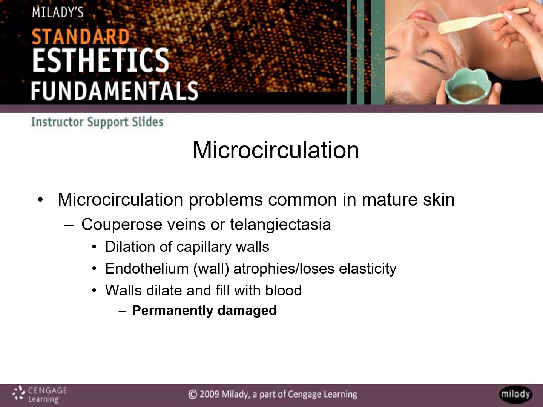We will then experience couperose veins and telangiectasia, dilation of capillary walls, endothelium atrophies, and loss of elasticity. Our walls will dilate and they will fill with blood, and these will be permanently damaged. So this is a good example of how we will start to experience spider veins as we get older.